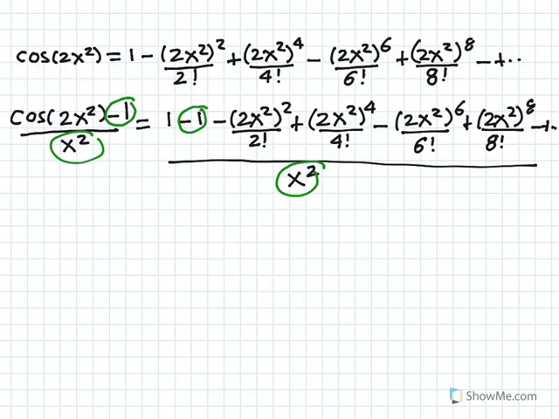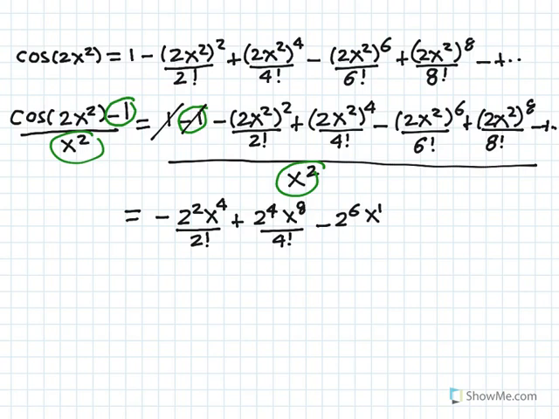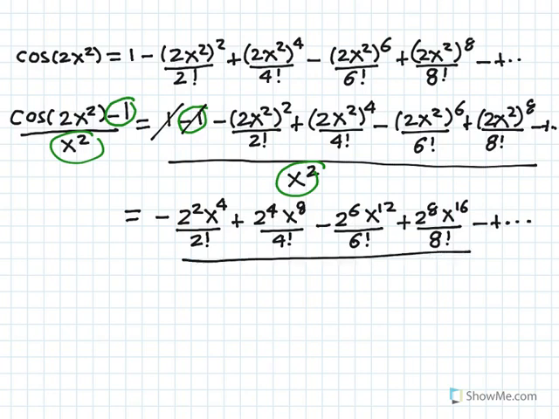All right, so let's do some algebra. 1 minus 1, this cancels out. In the numerator, we're going to get, and let's simplify this a bit, minus 2 squared x to the power of 4 divided by 2 factorial, plus 2 to the power of 4 x to the power of 8 divided by 4 factorial, minus 2 to the power of 6 x to the power of 12 divided by 6 factorial, plus 2 to the power of 8 x to the power of 16 divided by 8 factorial, and so on, all divided by x squared.